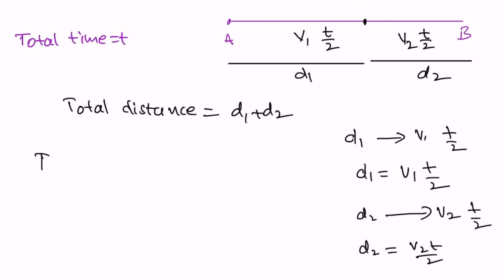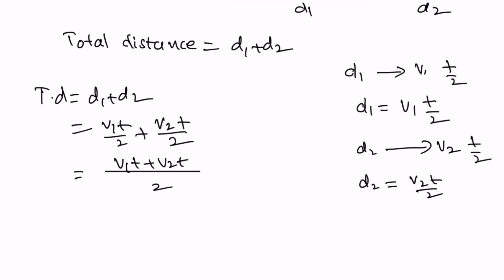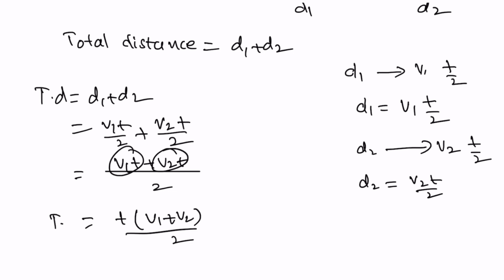So the total distance d1 plus d2 is v1t by 2 plus v2t by 2. The LCM is 2, so v1t plus v2t by 2. In these two terms t is common. Taking t common, we get t into v1 plus v2 by 2. So this is the total distance.